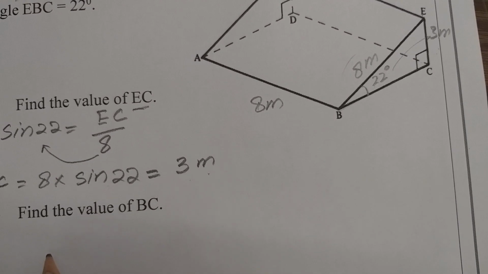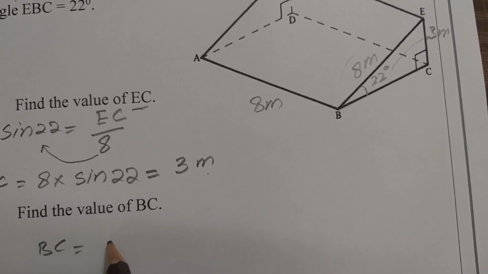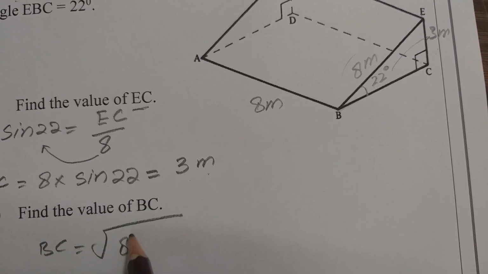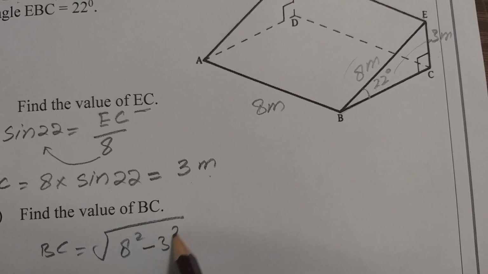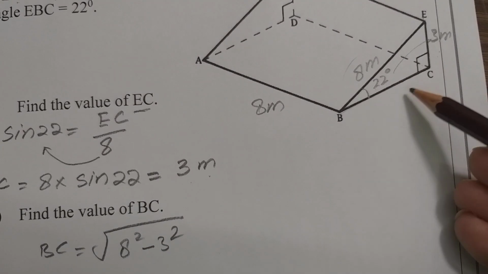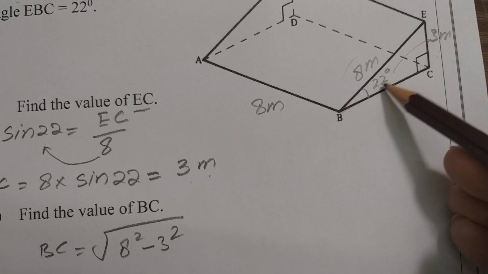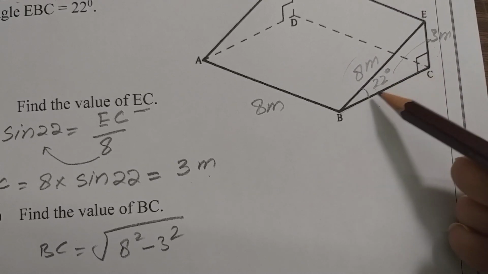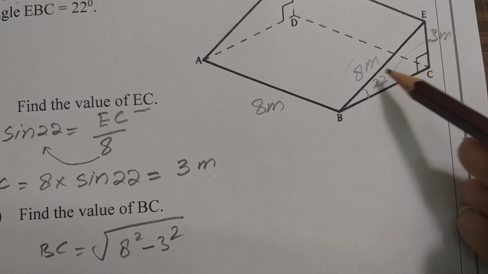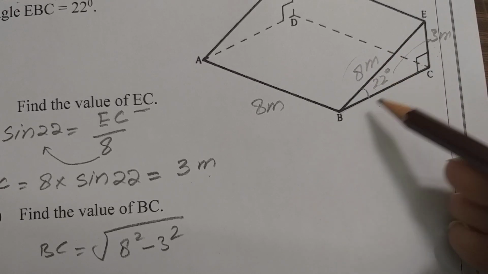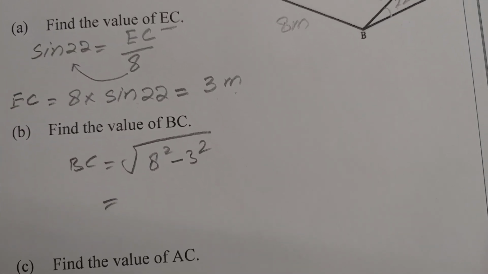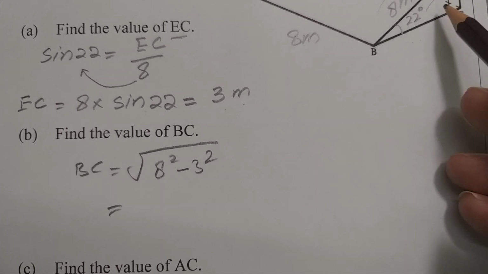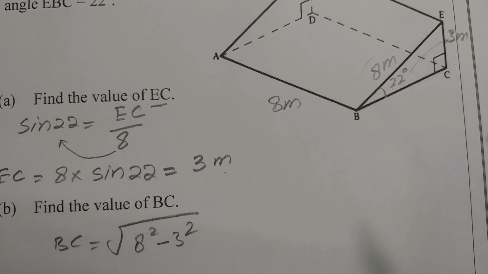So longer side squared, we know that. So BC equals longer side squared minus the other short side squared. We need to find this, so opposite or adjacent. We can use tan, or we can use adjacent and hypotenuse. We can use cosine as well. So it's up to you, whatever method you use, you need to find the right answer. I used the Pythagoras theorem here.